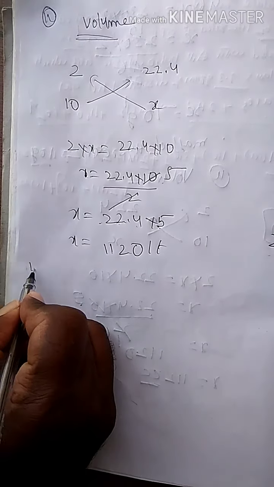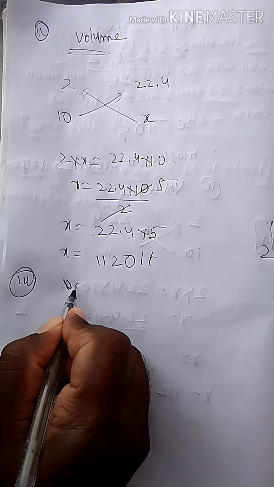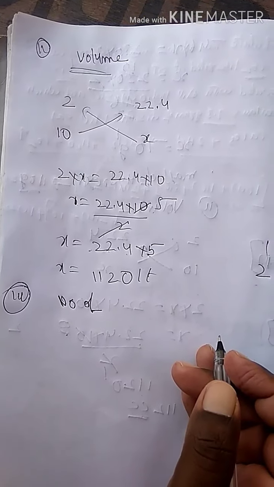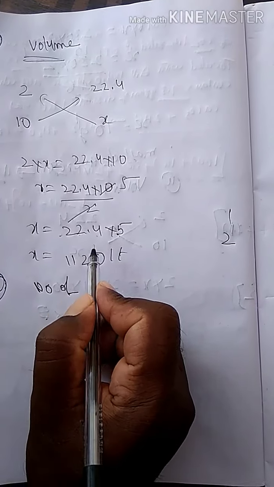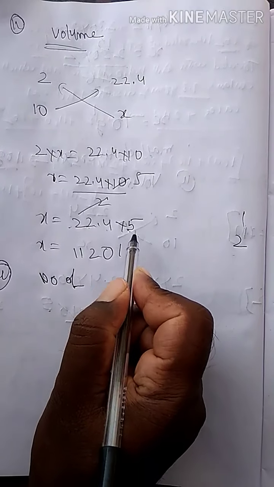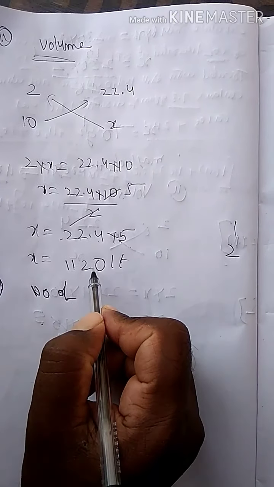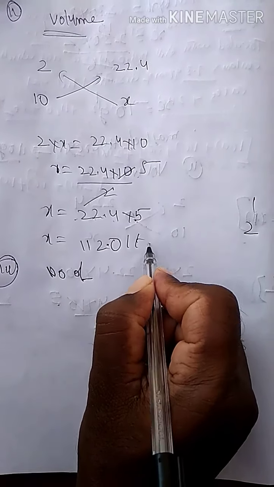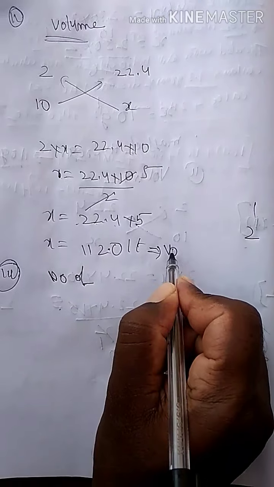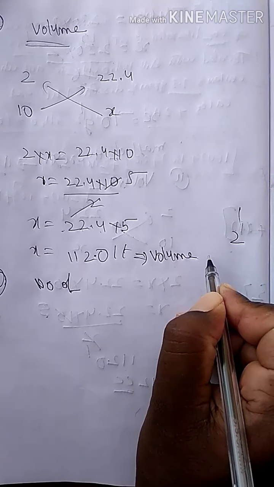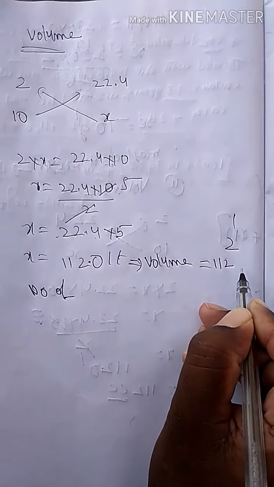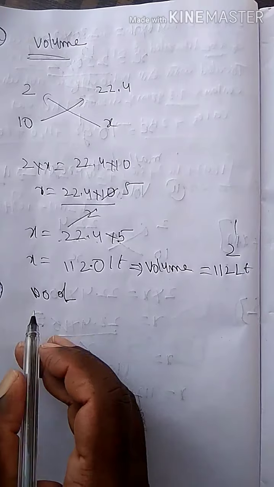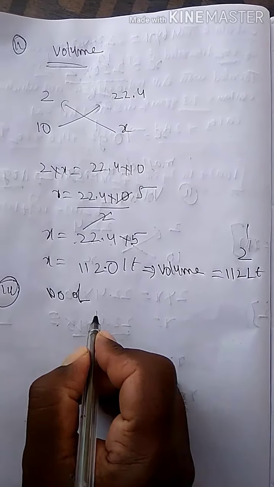Now you can go for the third question, the number of molecules. See here, 22.4 into 5. On multiplication, this much will come. After one decimal point, a point is there. So here the volume is equal to 112 liters. Now we are going for the number of molecules.